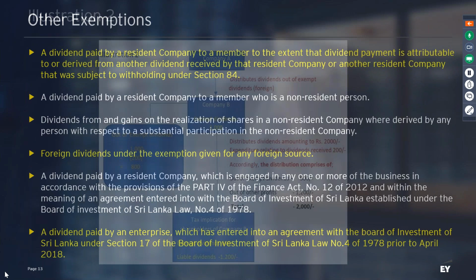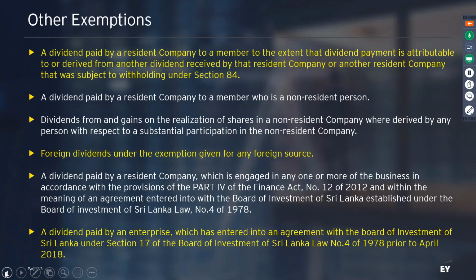Yes. Point 0.5 and 0.6. Yeah, the last two items. She wants to know the difference. All right. Okay. Now the difference is the item 6. Item 6 actually, these are the agreements entered with the Board of Investment of Sri Lanka under section 17 of the Board of Investment law.